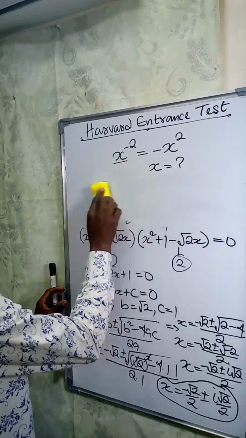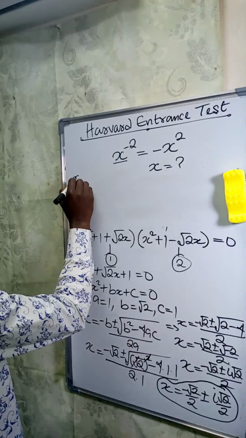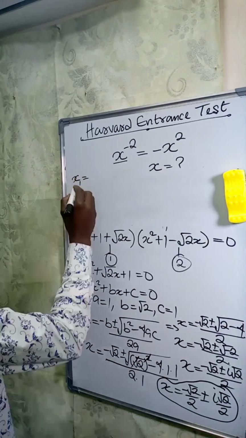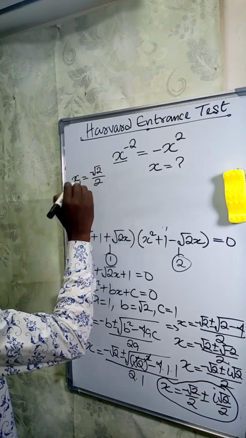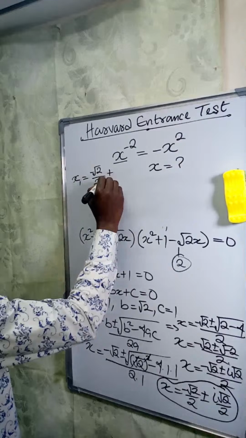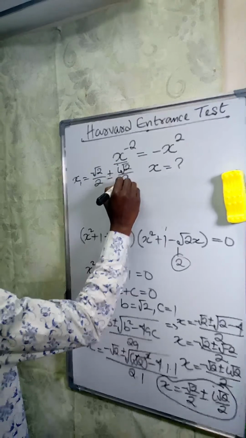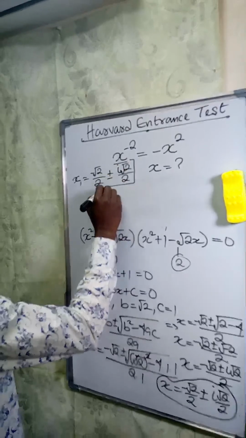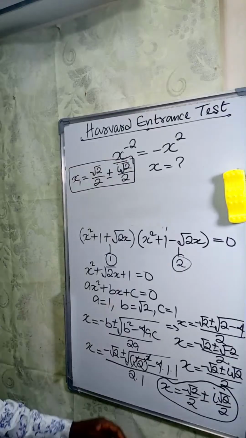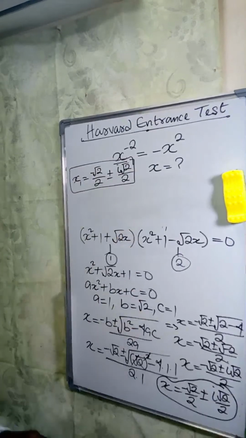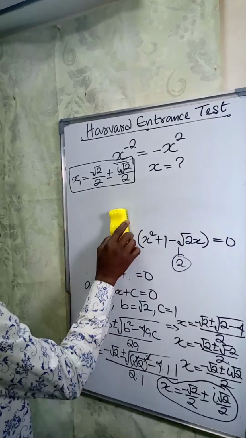The value of x will be equal to negative square root of 2 divided by 2 plus or minus j square root of 2 divided by 2, and this is one of the solutions to that expression. Now we can get the second solution by simplifying the second part of the quadratic equation.